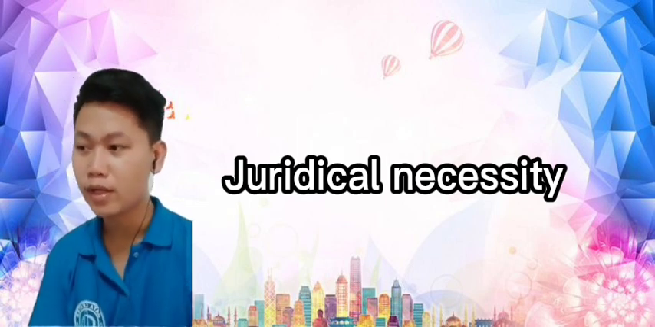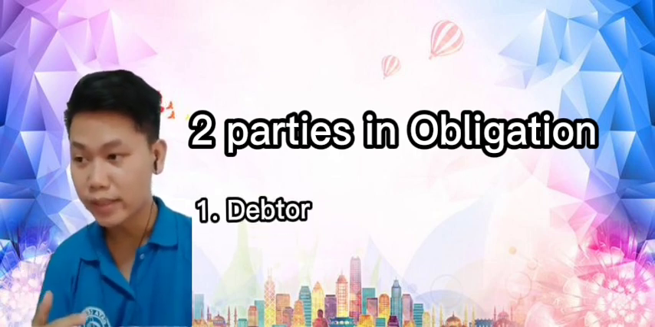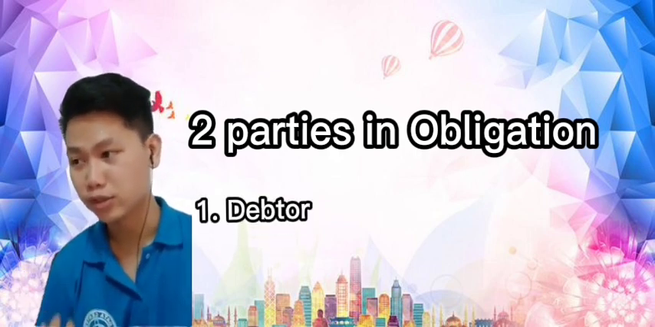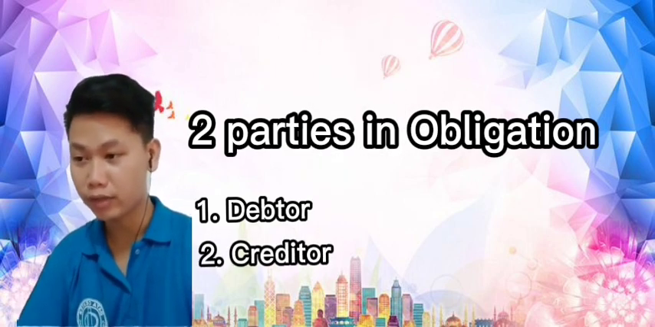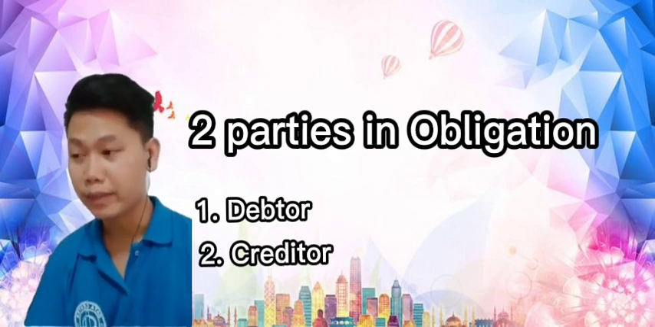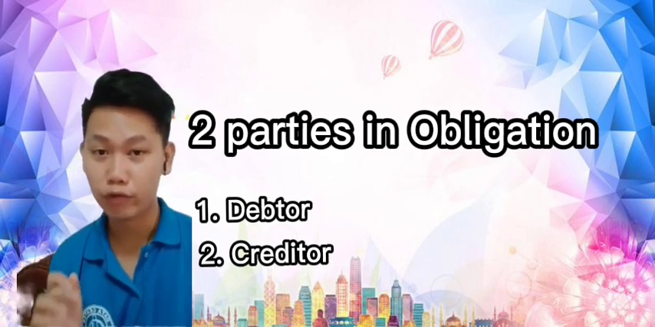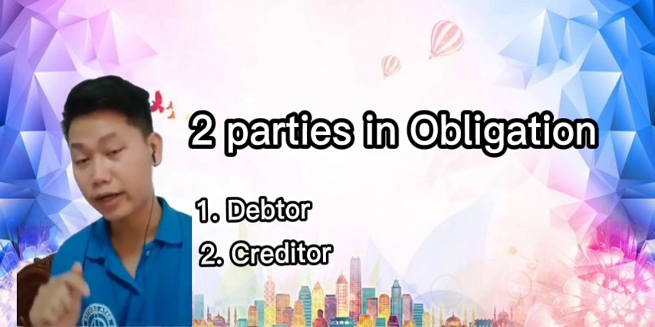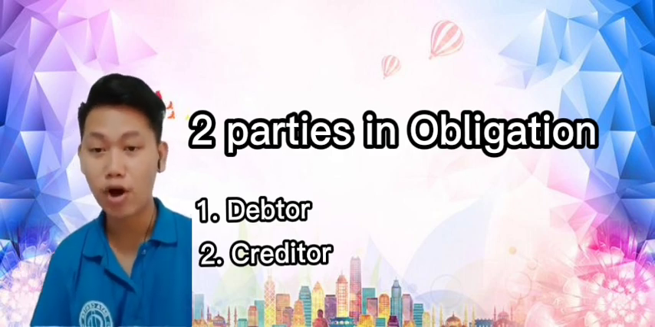So there are two parties in an obligation. These are the debtor, which is the party who is obliged to perform the obligation, and the creditor, the party who has the right to demand the performance of the obligation. May I repeat? The debtor is the party who is obliged to perform the obligation, and the creditor is the party who has the right to demand the performance of the obligation.